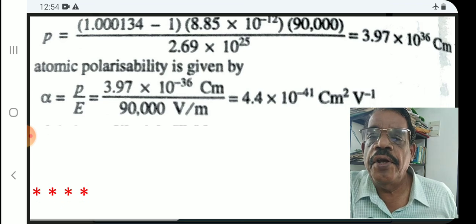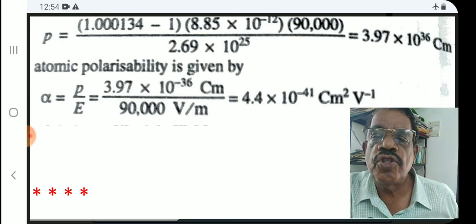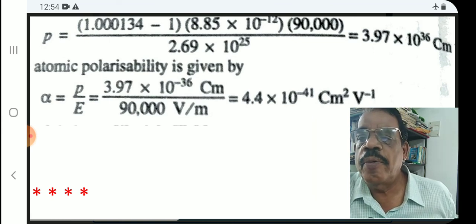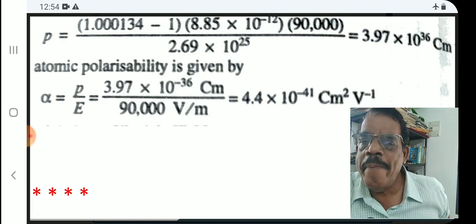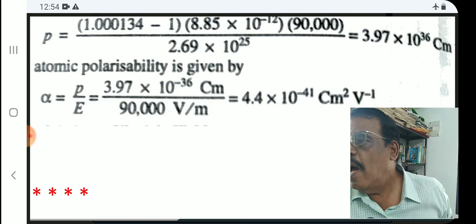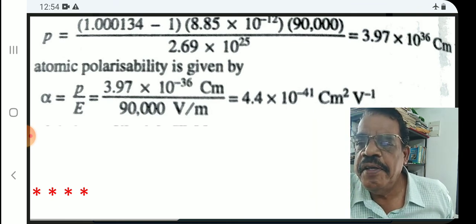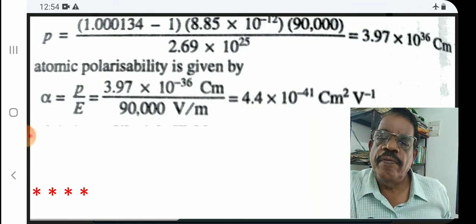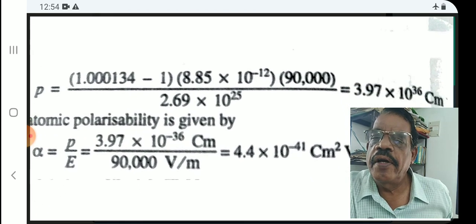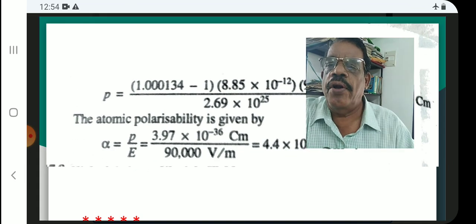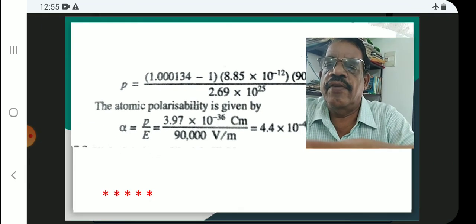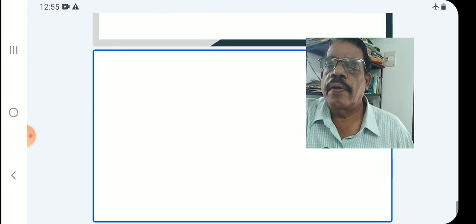We get 4.4 into 10 raised to minus 41 coulomb meter square volt raised to minus 1. That is the atomic polarizability. To calculate atomic polarizability, we have the usual relation: small p, the dipole moment, is alpha E, where alpha is the atomic polarizability. That is all with your 46th lecture on solid state physics. That is all. Thank you very much.